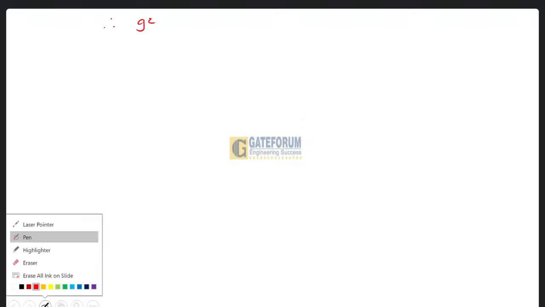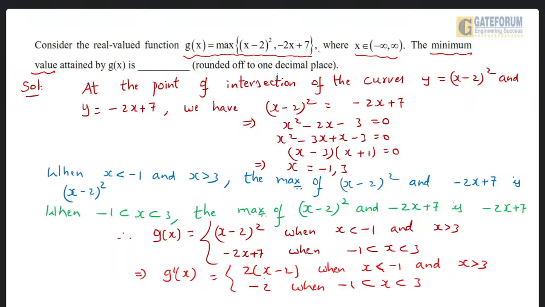Therefore, g'(x) < 0 when x < 3 and g'(x) > 0 when x > 3. See this? Even if you take x < −1, the derivative is negative in this case. When x > 3, it becomes positive. So g'(x) is positive when x > 3, and g'(x) is negative, already −2, when x < 3. This is the case when x < 3, and this is when x > 3.